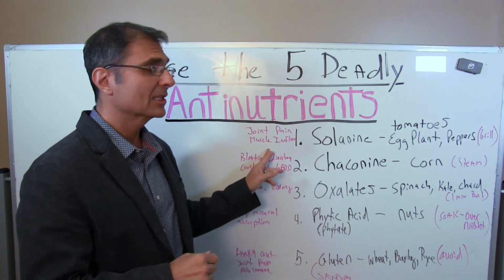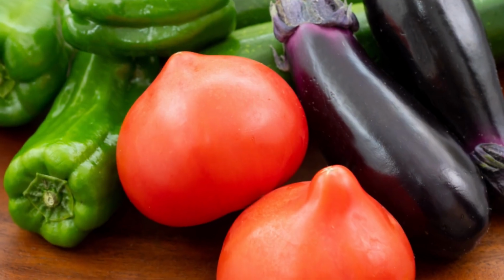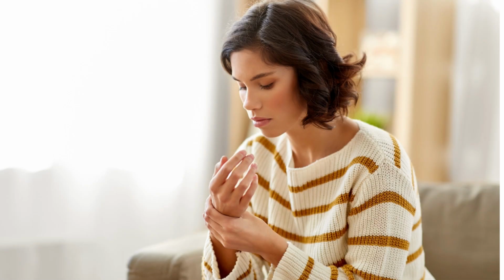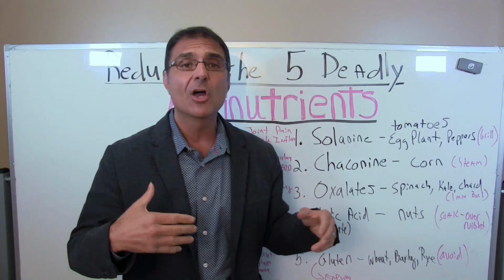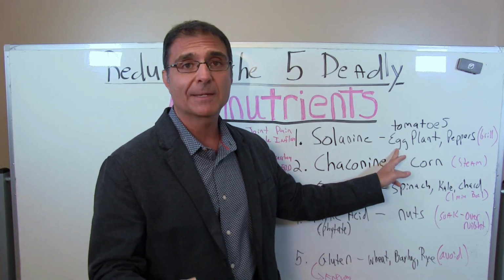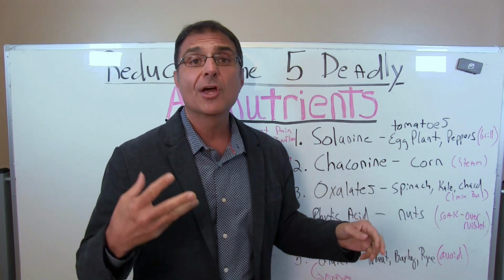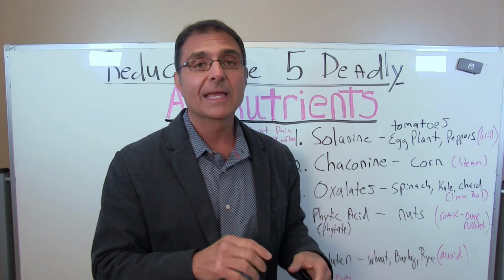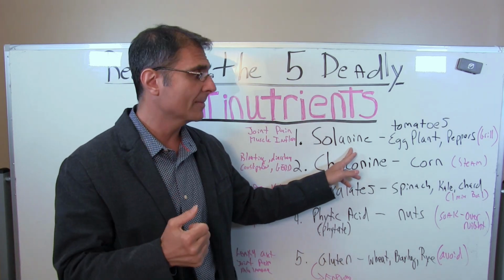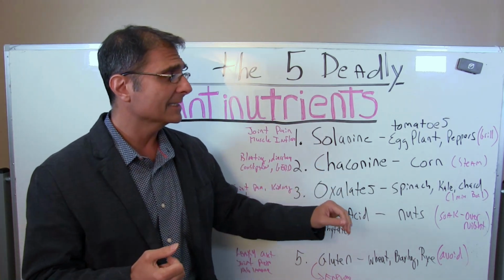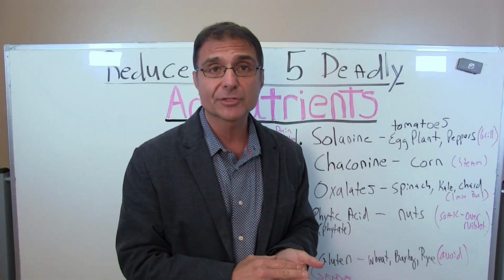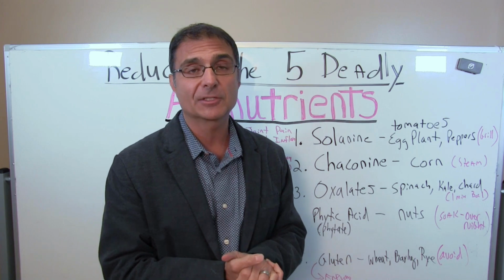Solanine comes from things like tomatoes, eggplants, peppers, and can cause things like joint pain, muscle inflammation. So if you have arthritis and fibromyalgia, you may want to consider removing tomatoes, eggplants, the nightshade vegetables, peppers from your diet. Or if you want to just reduce your solanine, because in high amounts this can actually be poisonous to your body, the best way is to grill it. So grill your vegetables. You can grill your tomatoes or broil your tomatoes. That's typically the best way to do it.